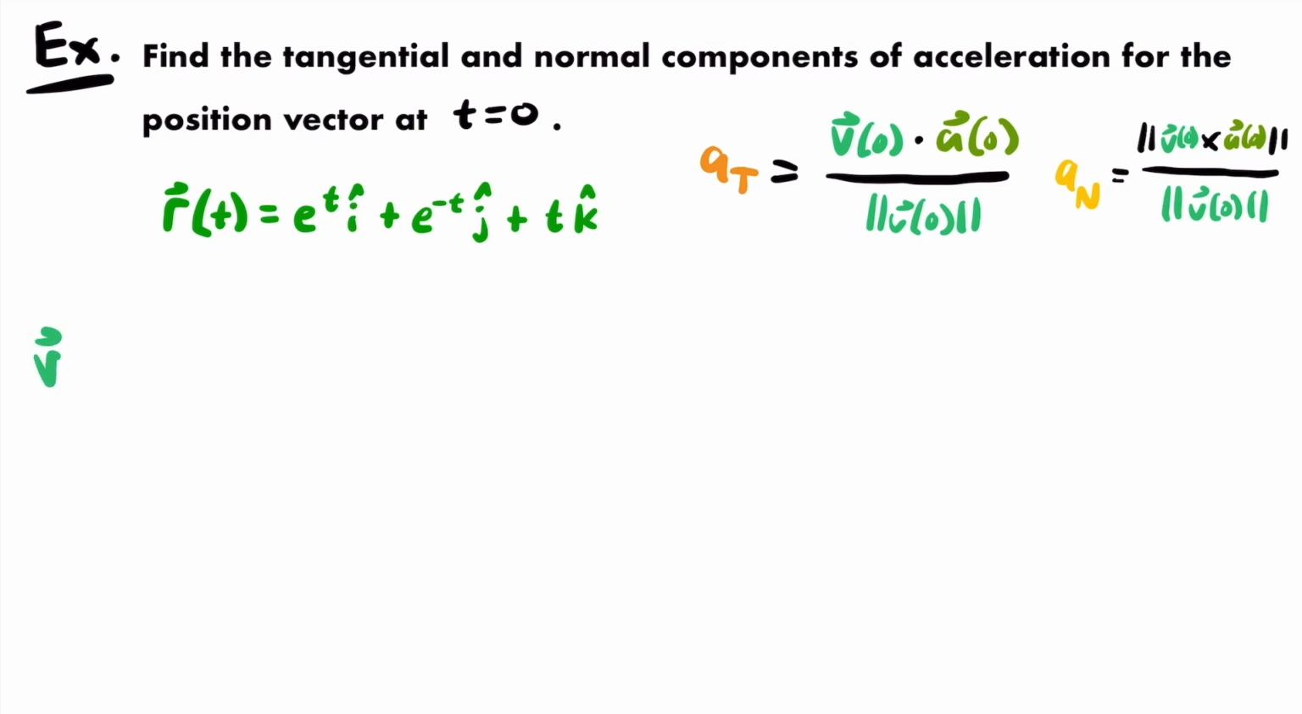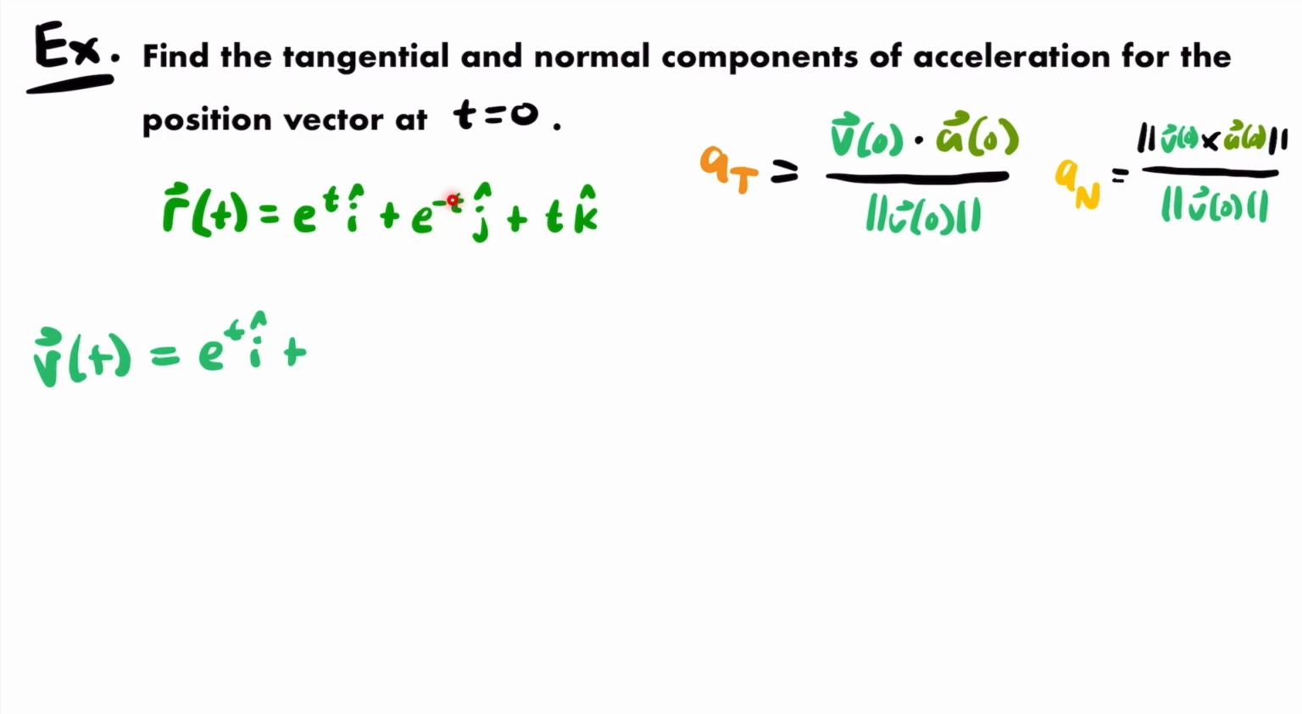Okay, and so starting with the velocity vector, let's find that. v of t will be equal to the derivative of the components of r of t, the position vector. The derivative of e to the power of t is itself, so we have e to the power of t times i, plus the derivative of e to the power of negative t.